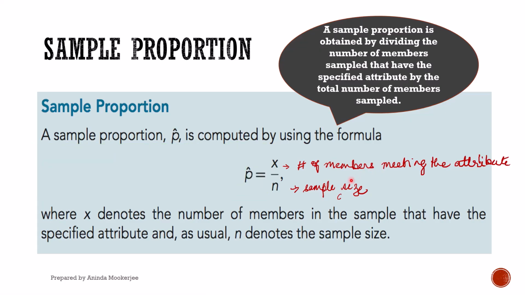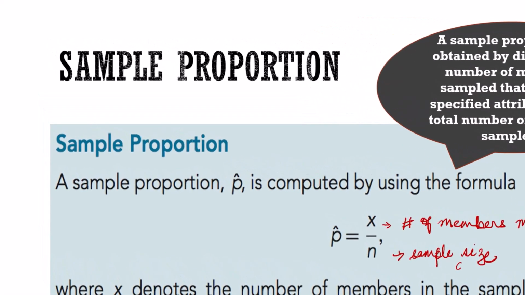To find out how many members didn't meet a specified attribute, we can easily find that out by performing n minus x. That means the total sample size minus the number of members that met the specified attribute would represent the number that didn't meet the attribute. So n minus x, let me write that down here. n minus x represents those not meeting the specified attribute.